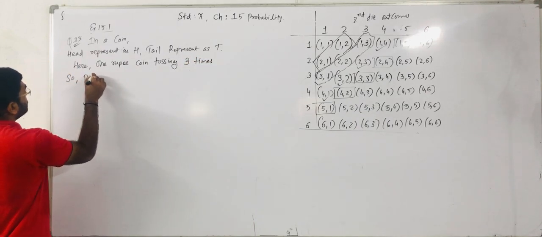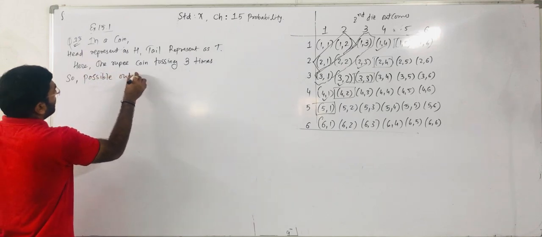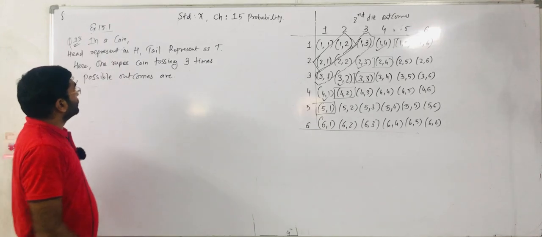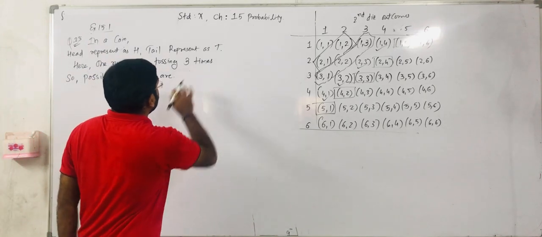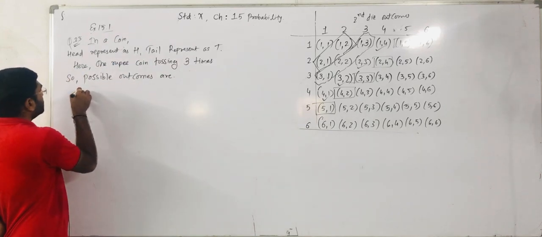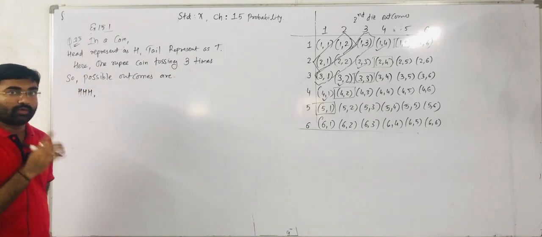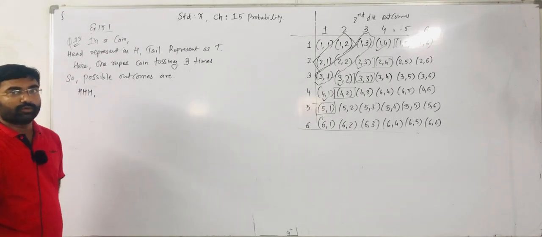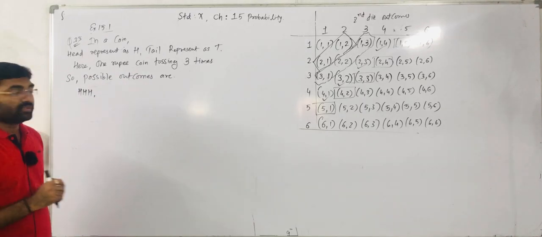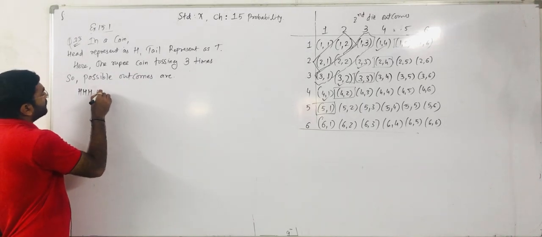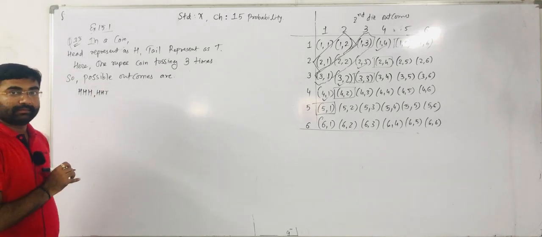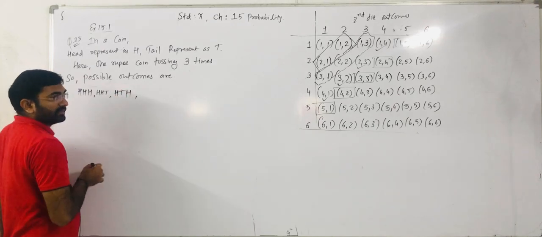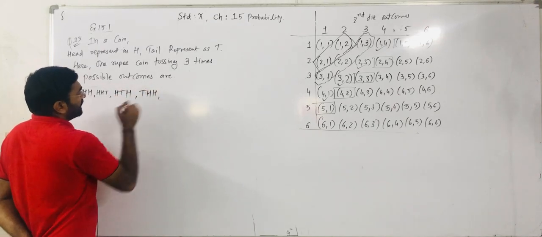So the possible outcomes are: suppose you toss a 1 rupee coin three times. In the first possibility you get head the first time, head the second time, and head the third time. Another possibility is that the first 2 times you get head, but the last time you get tail. Another possibility is head, then tail, and head. And you get tail, head.